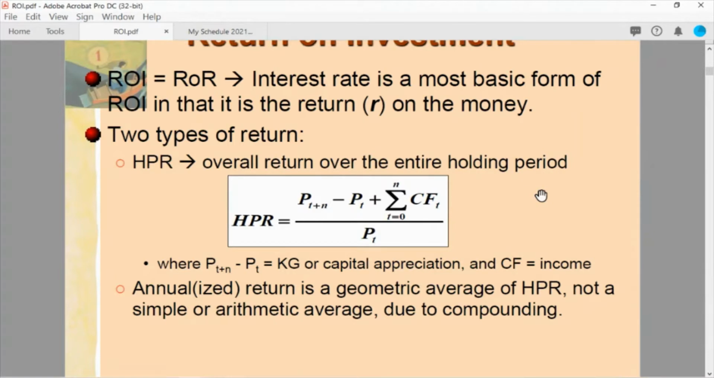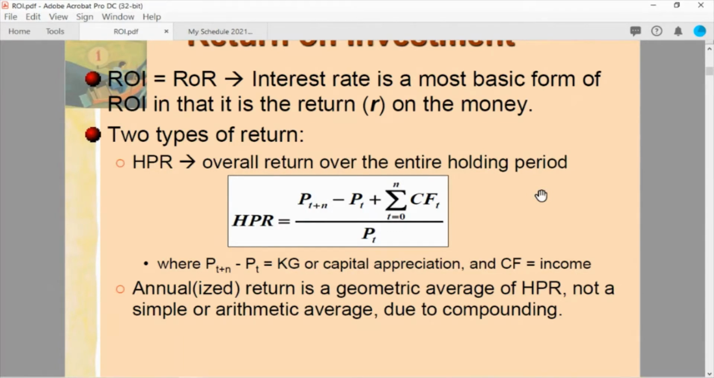So, for example, you are holding this security for only 60 days. So you bought it today, and 60 days later you sold it. So over this 60-day period, your return was 10%. 60 days is 2 months, right?